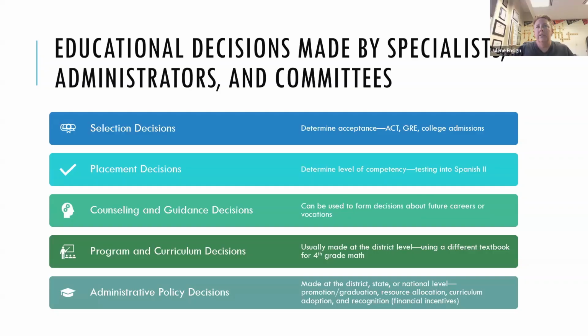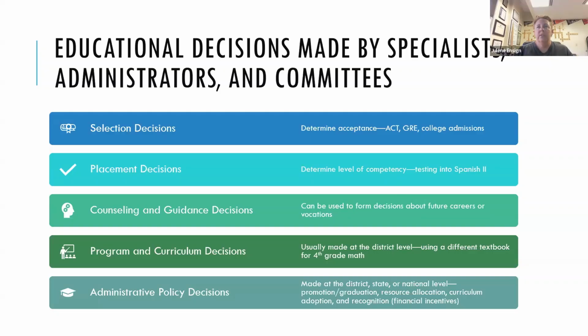Counseling and guidance decisions. This is when you sit down with somebody and talk about your future career or vocation, and somebody gives you a little bit of feedback, like, here's what you're going to need to do. Here are the types of classes you'll need to take. Here are the skills that you'll need. Does this match with what you're excited about, what your passions are?